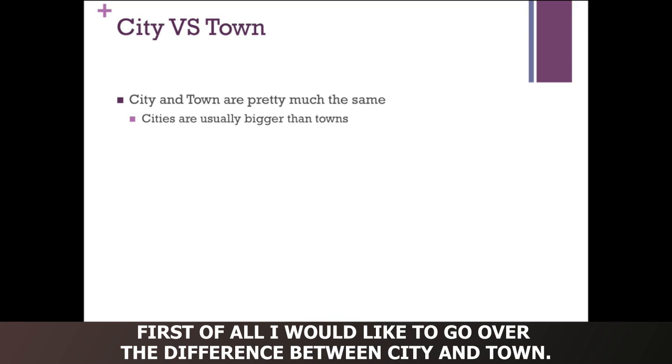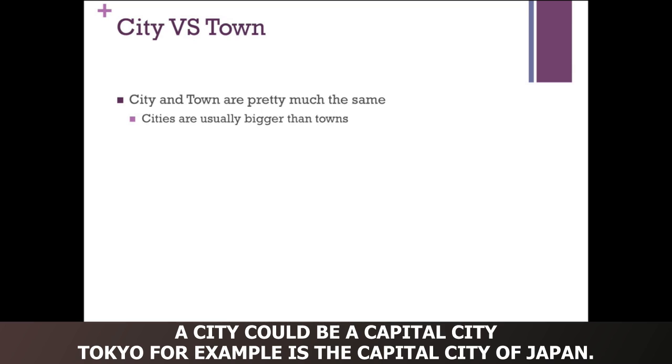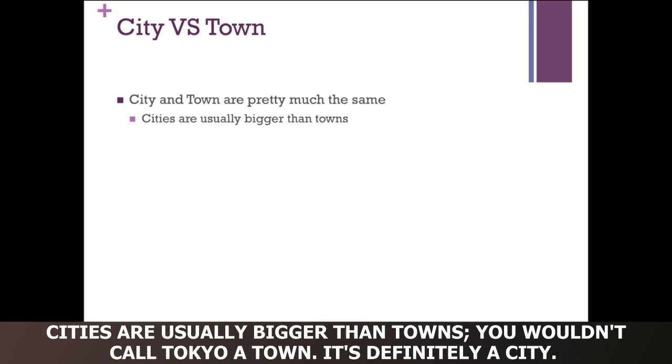First of all, I would like to go over the difference between city and town. The words city and town describe pretty much the same thing. A city could be a capital city. Tokyo, for example, is the capital city of Japan. Cities are usually bigger than towns. You wouldn't call Tokyo a town. It's definitely a city.